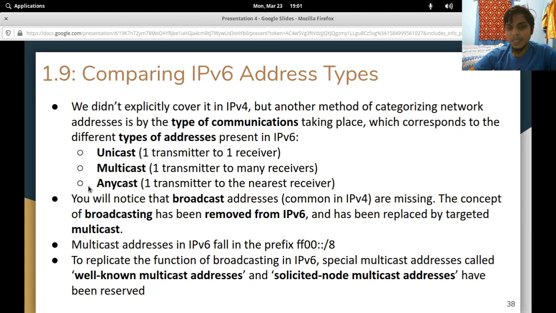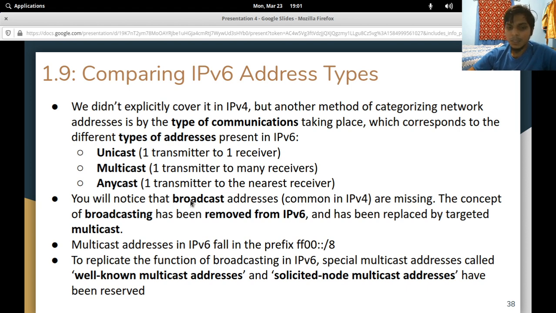You also have anycast, which is one transmitter to the nearest receiver. Google uses this a lot. If we use Google services, we will be anycast to the address and go to the nearest Google cache or the nearest Google server on our network. Whereas somebody in Japan might use the same Google address that we use, but they'll be anycast to a different server, which is just closer to them.